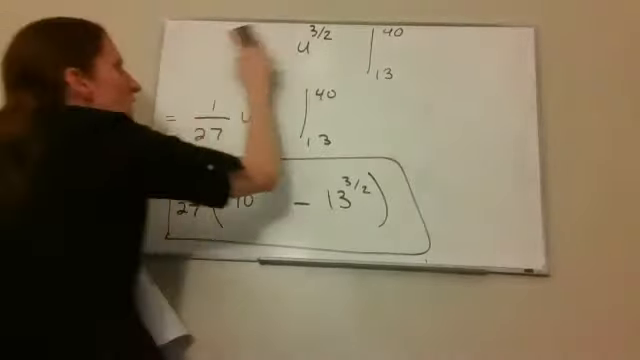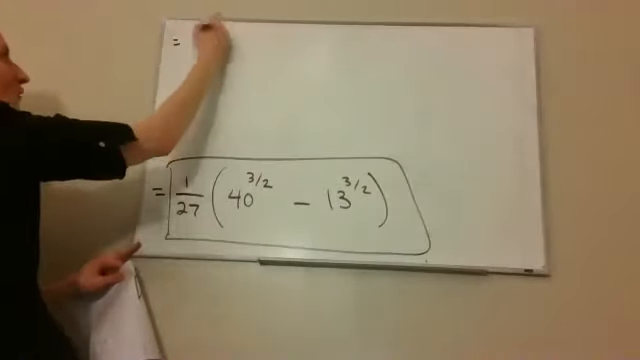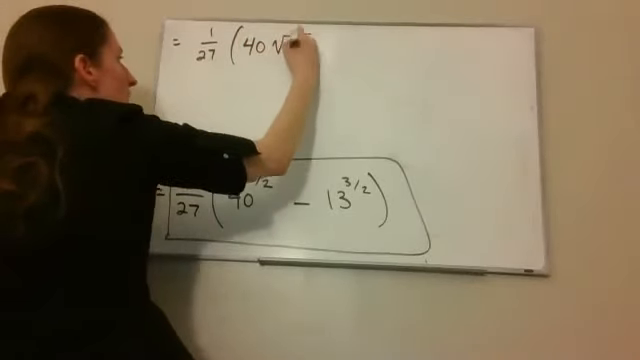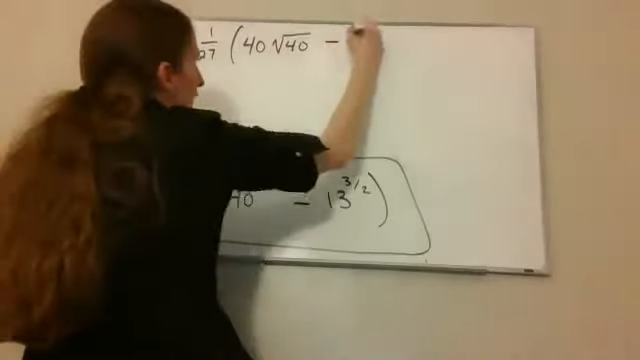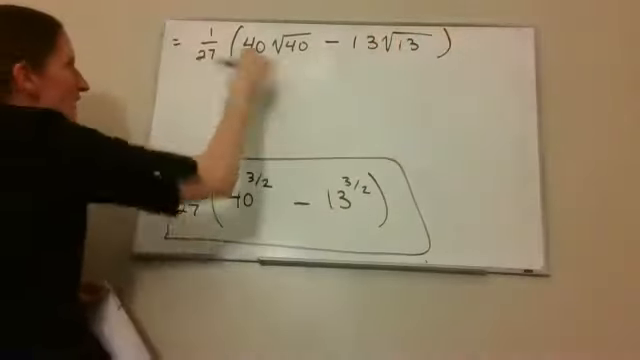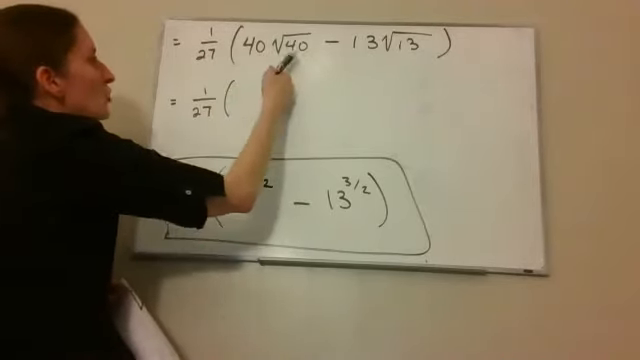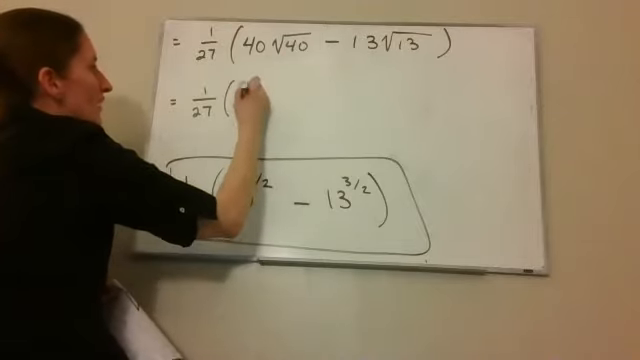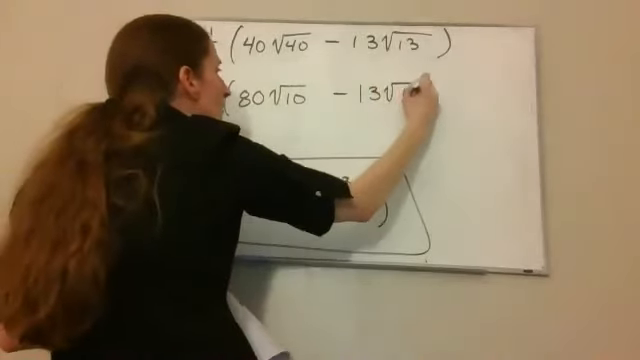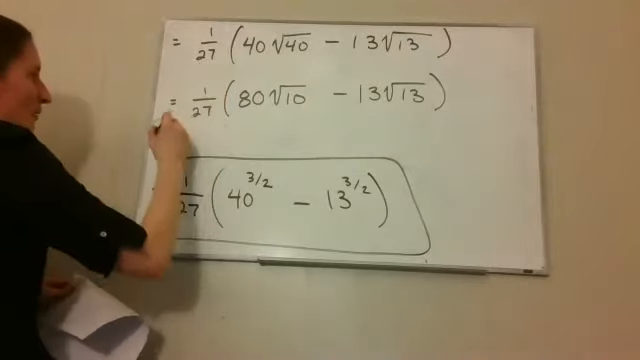If you were to simplify it any more, well, 40 to the 3/2 is the same thing as 40 times the square root of 40. And 13 to the 3/2 is 13 times the square root of 13. And I can simplify that square root of 40 as 2 times the square root of 10. So I get 80 square root of 10 minus 13 square root of 13, and that's probably about as simplified as it can possibly get.